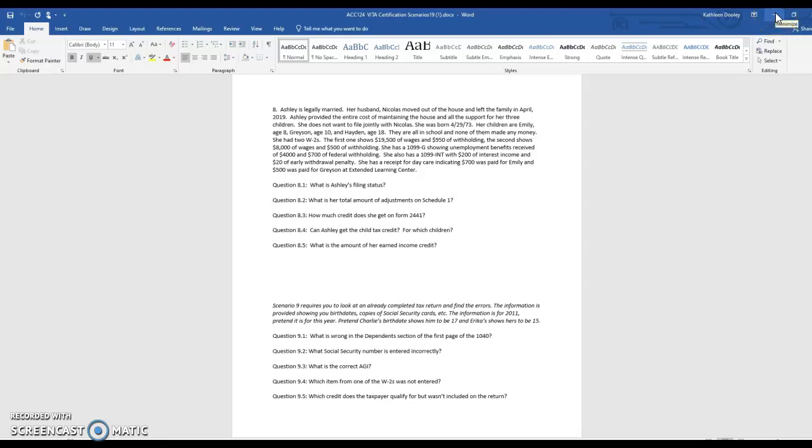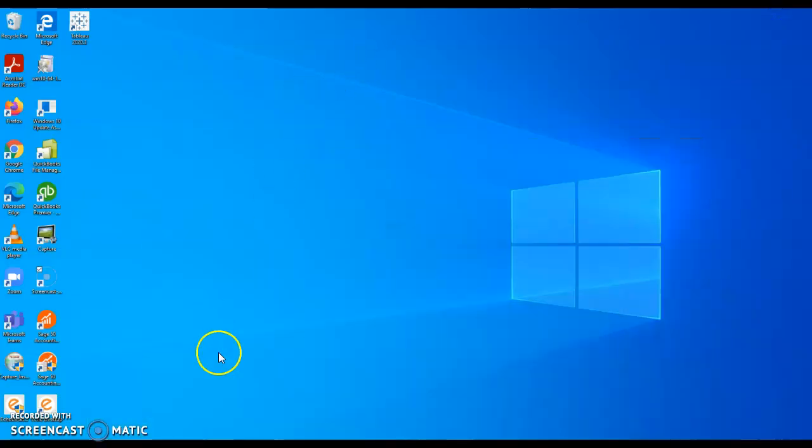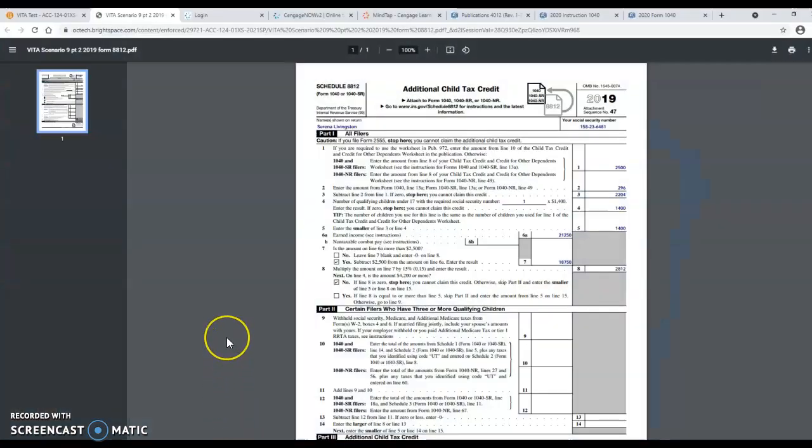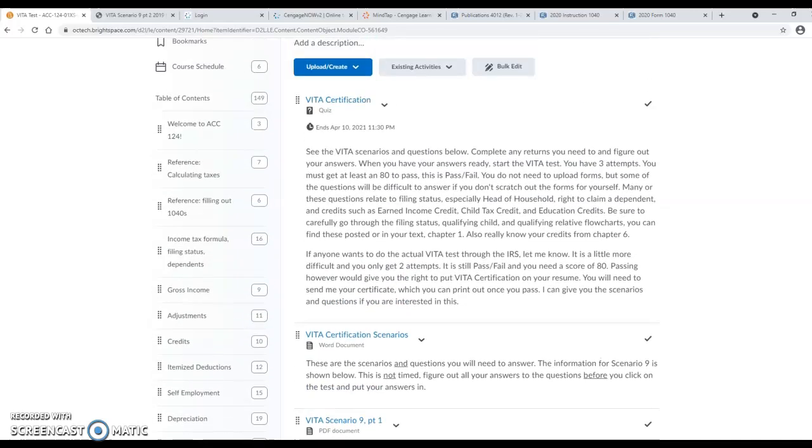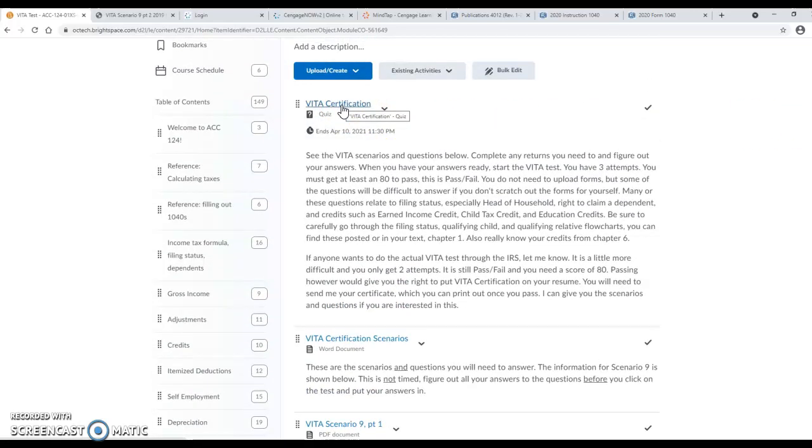Now, once you have completed answering all your questions on paper, that's when you will go into actually clicking on this VITA certification quiz. That'll take you to the quiz, and you will answer the questions there. You already know the scenarios, you already know the questions. Sometimes the question is worded slightly different, but the answer is still going to be relatively apparent.